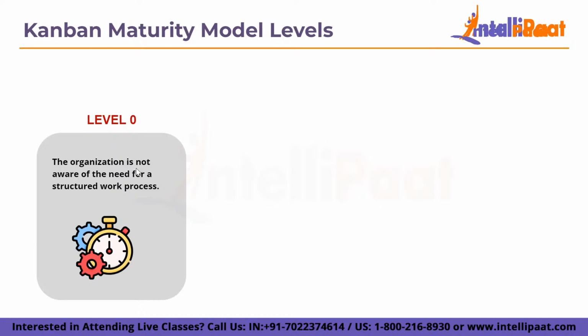So what is basically level 0? At this stage, the organization is not aware of the need for a structured work process. Mostly, they may visualize work on a personal level using a physical or an online Kanban board. Applying Kanban on a team level is still difficult. Individuals are focused on personal achievements and getting things done. It is self-concentrated and the level of trust is low.